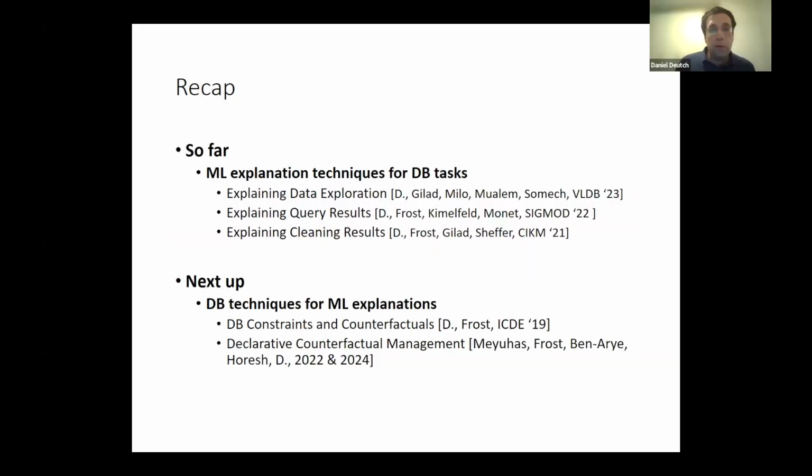Okay, so far we've talked about ML explanation results, techniques for DB tasks, specifically taking Shapley values all the way back in the analysis. And in the next few minutes, I want to talk about another aspect, which is using database techniques for machine learning explanations.